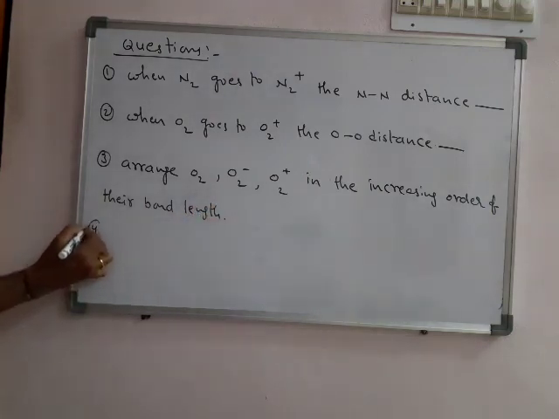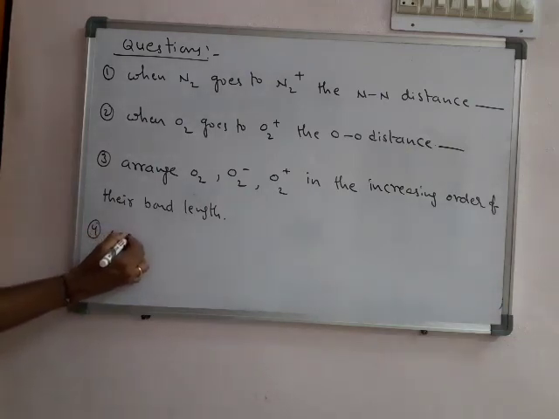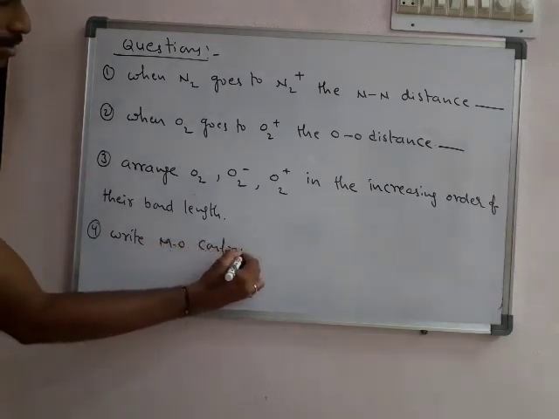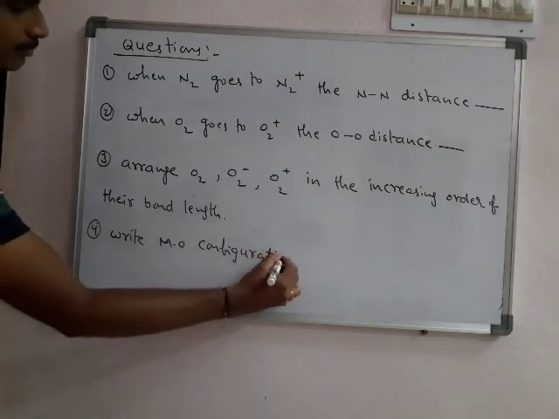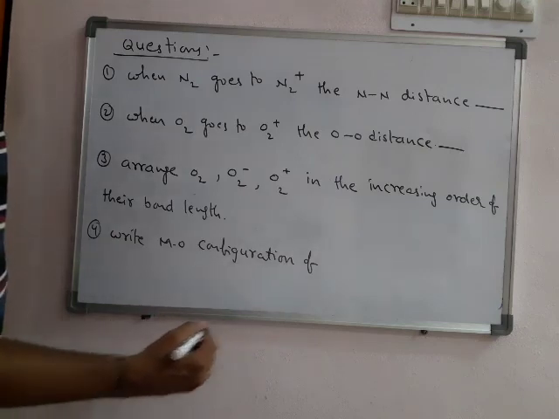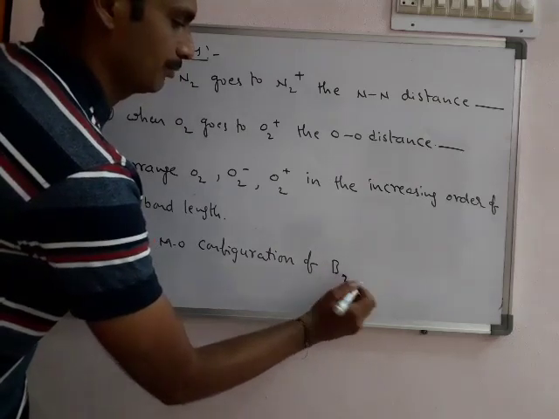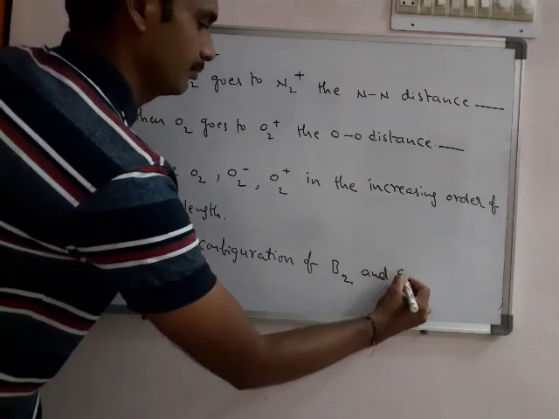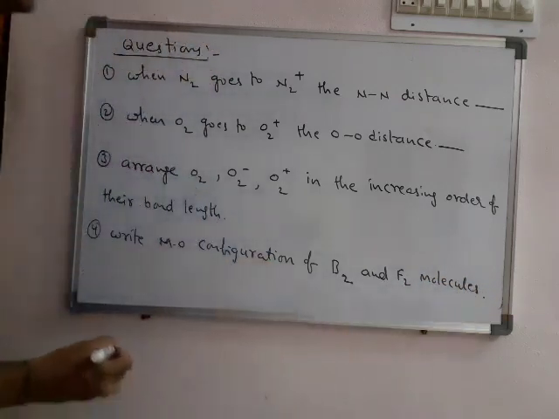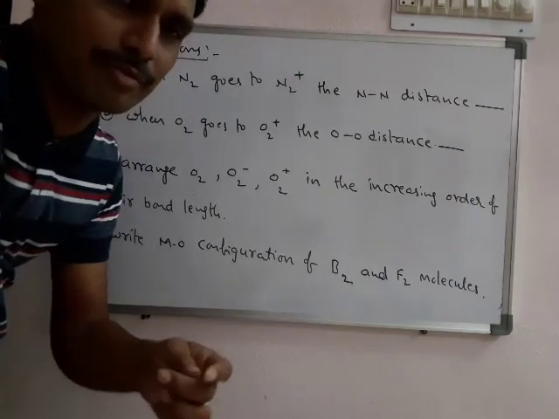Okay. Next, one more question is there. Write the molecular orbital configuration of B2 and F2 molecules. To be perfect about the configurations and characters, you have to practice this.